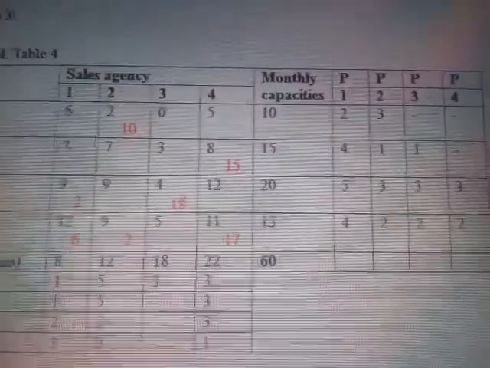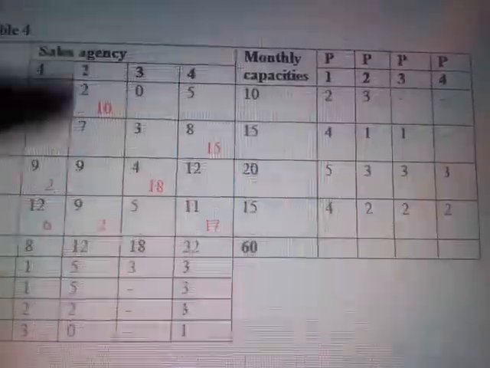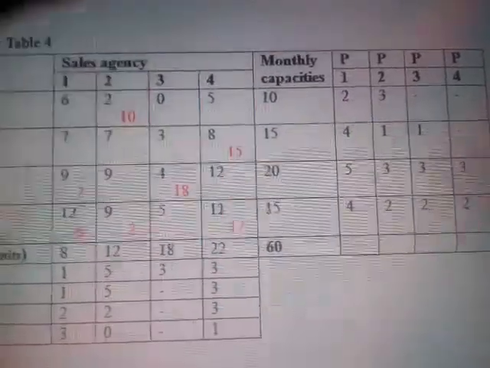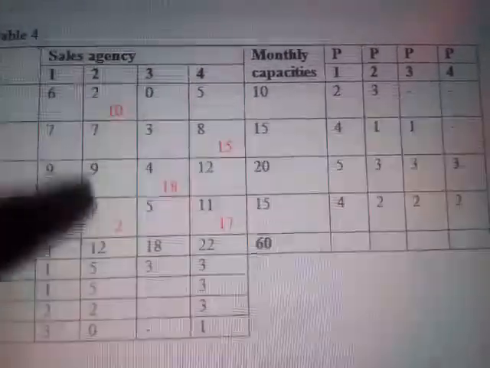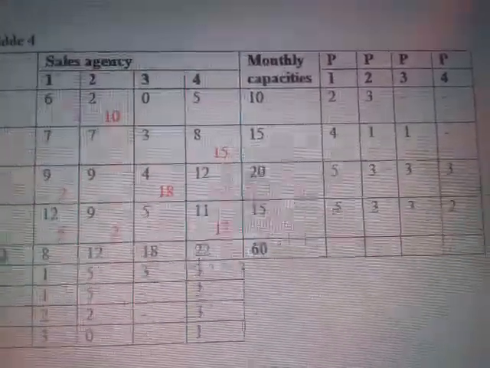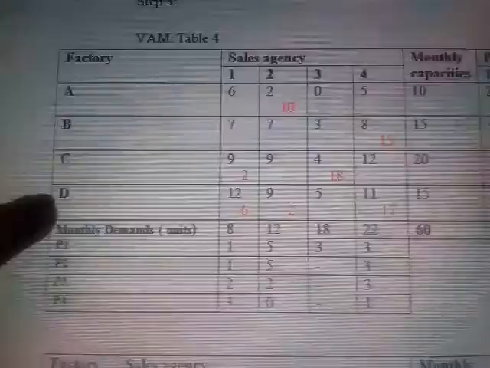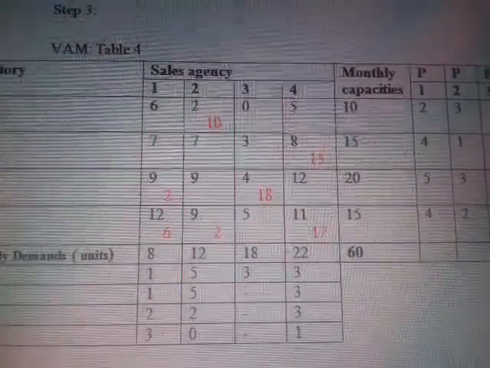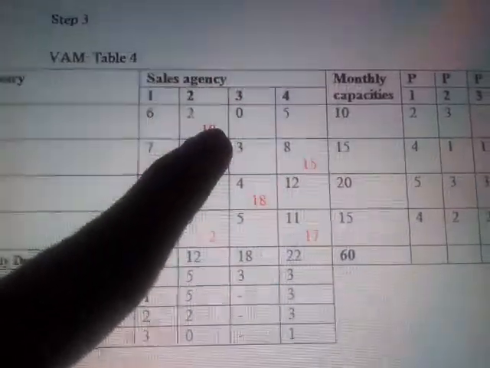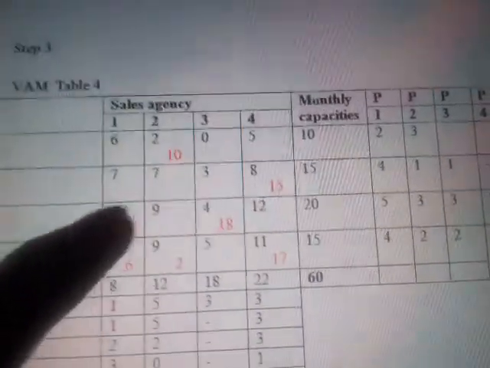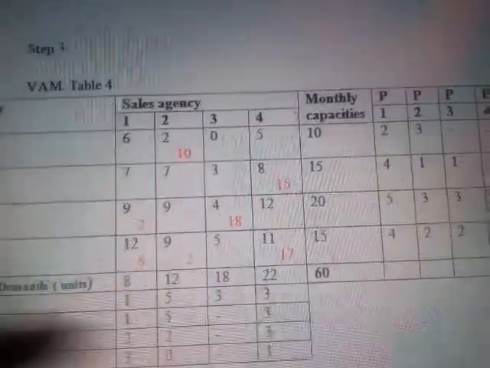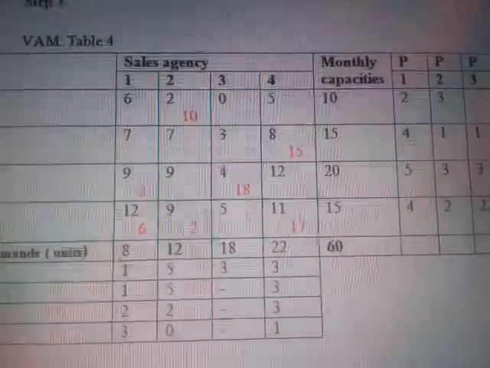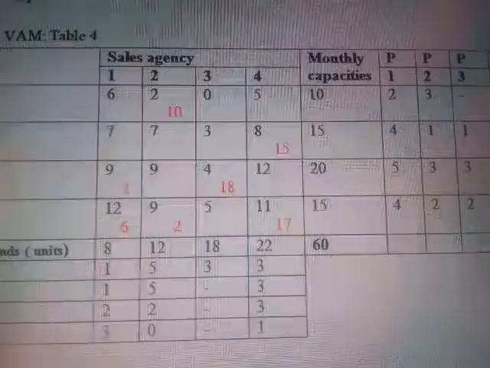Now you have to do the next step. What is the next step? You have to check whether the given problem is degeneracy or non-degeneracy, okay. How to check? m plus n minus 1, okay. m is the rows and n is the columns. So how many rows and columns are there? This is a 4 cross 4 matrix. So 4 plus 4, 8. 8 minus 1, you will get 7, okay. And the allocated cells are 1, 2, 3, 4, 5, 6, 7. So 7 equal to 7, isn't it? So once you get 7 equal to 7, it means it's a non-degeneracy problem. So no need to add any delta value.